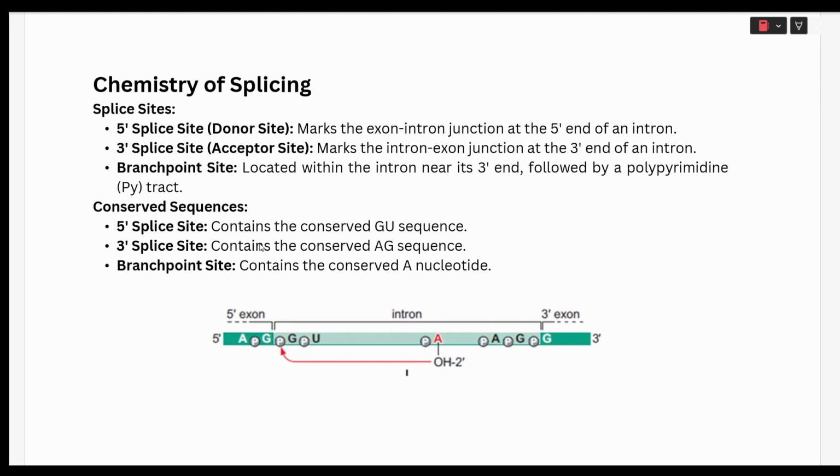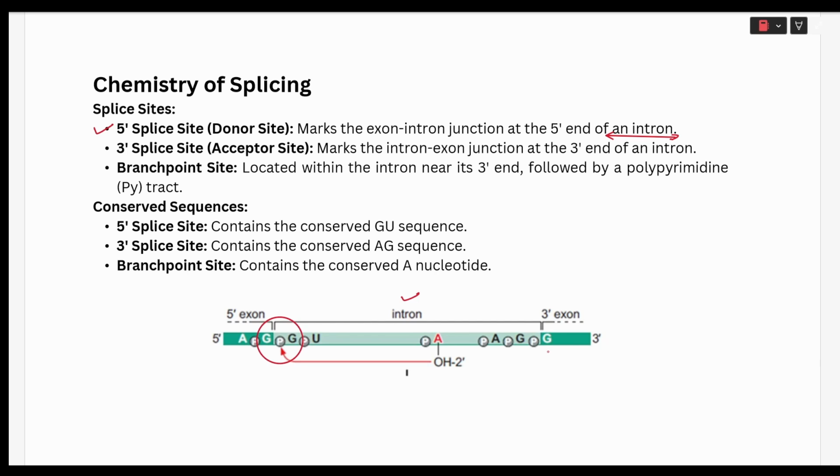So the chemistry of splicing. As you can see here, the first thing that we need to discuss is what we call the splice sites. And splice basically means making a cut, right? There are three main sites that we need to discuss here. We have the 5' splice site. As the name suggests, it is present on the 5' end of an intron. Just remember this, of an intron, not an exon. For example, here we have an intron, and this will be the 5' end of the intron. So this is our first site that we call the 5' splice site.